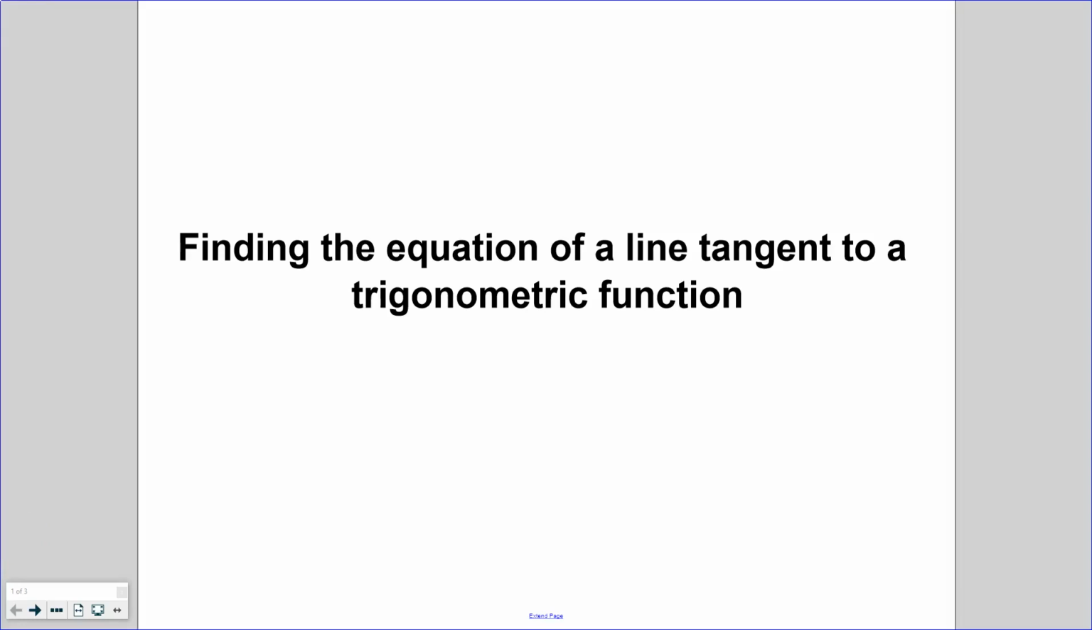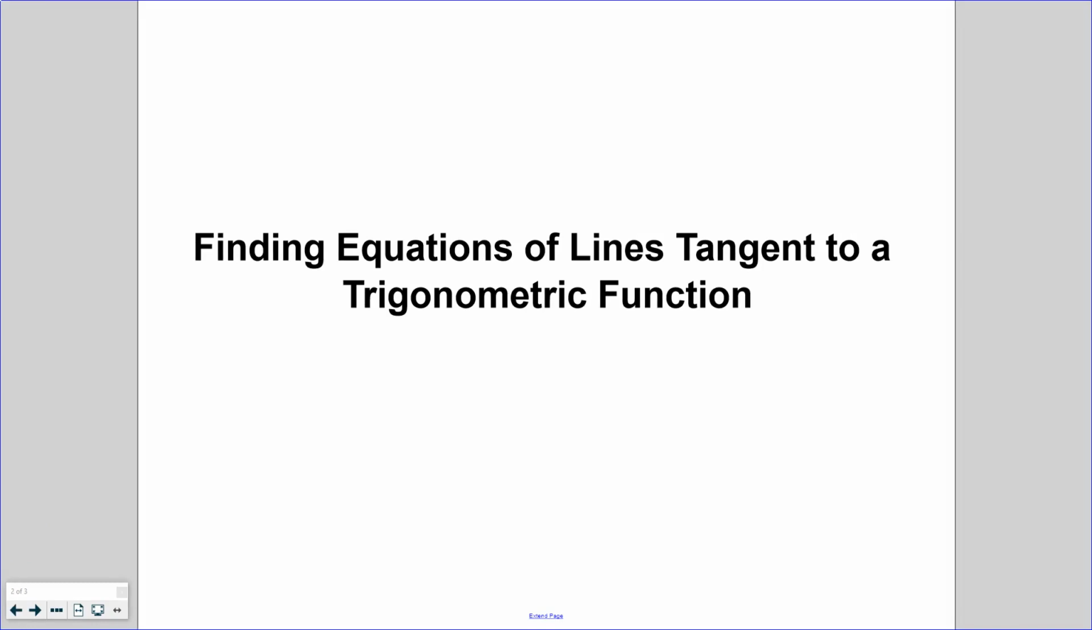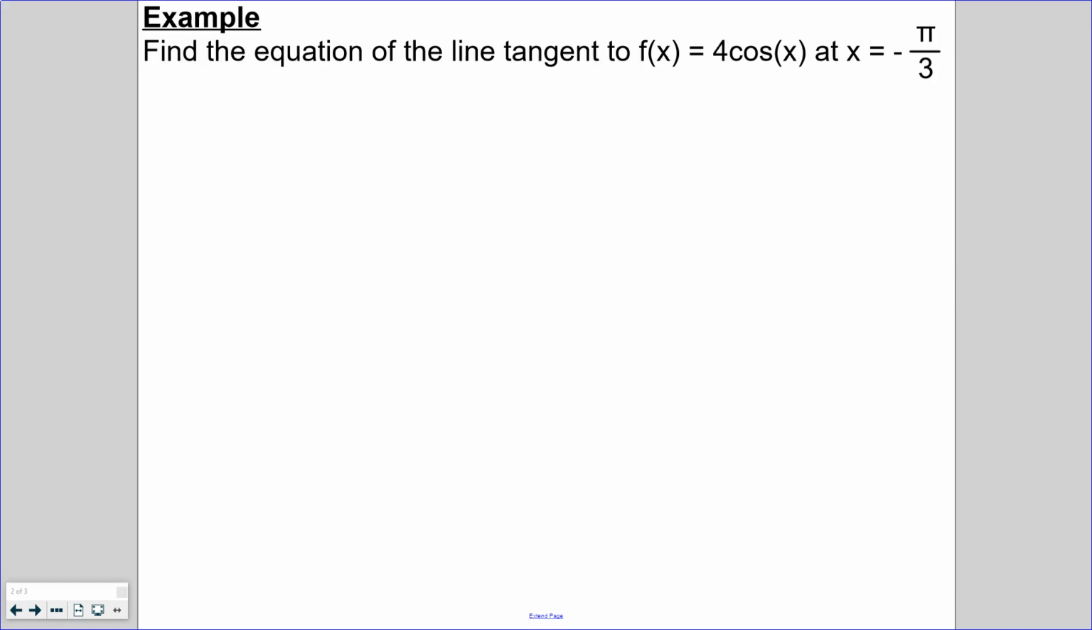Finding the equation of a line tangent to a trigonometric function. So in this video, we're just going to do a quick example of how we can find equations of lines tangent to a trig function, because we've already talked about how to do this with polynomials and other types of family functions. Now we're just tacking on the trig functions.